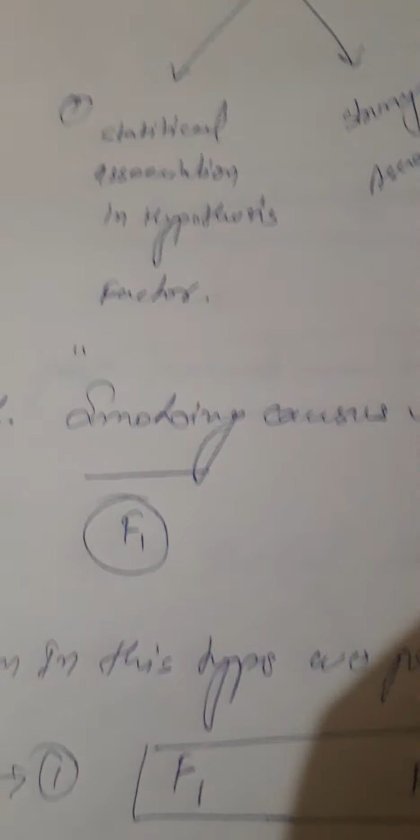Now suppose we take one example: smoking causes lung cancer. Suppose this is one type of hypothesis. This is one particular common statement and hypothesis. Smoking is factor 1, and lung cancer is factor 2. In research language, factor 1 and factor 2 are also known as dependent variable and independent variable. But right now we don't need to go into dependent and independent variables. We focus only on these common terms, factor 1 and factor 2.